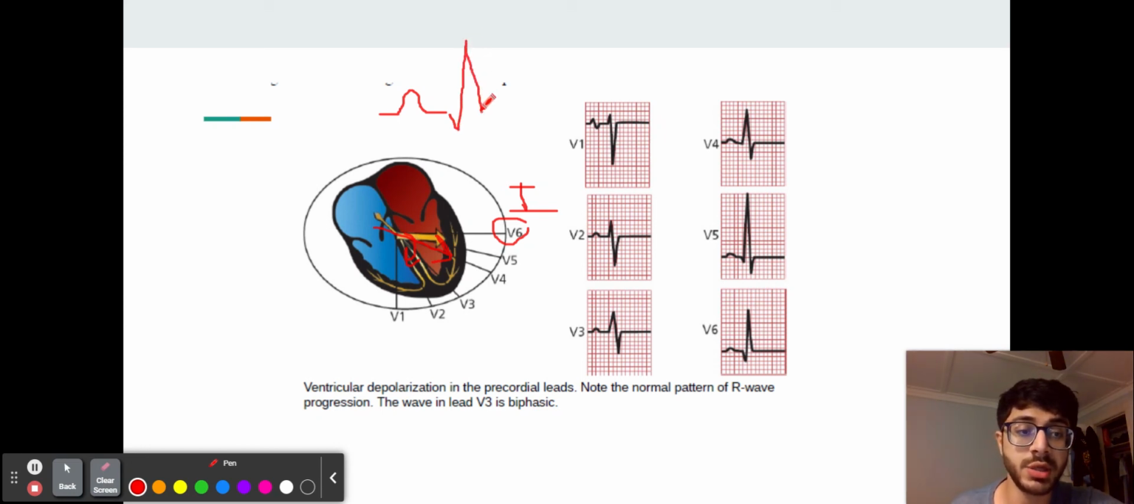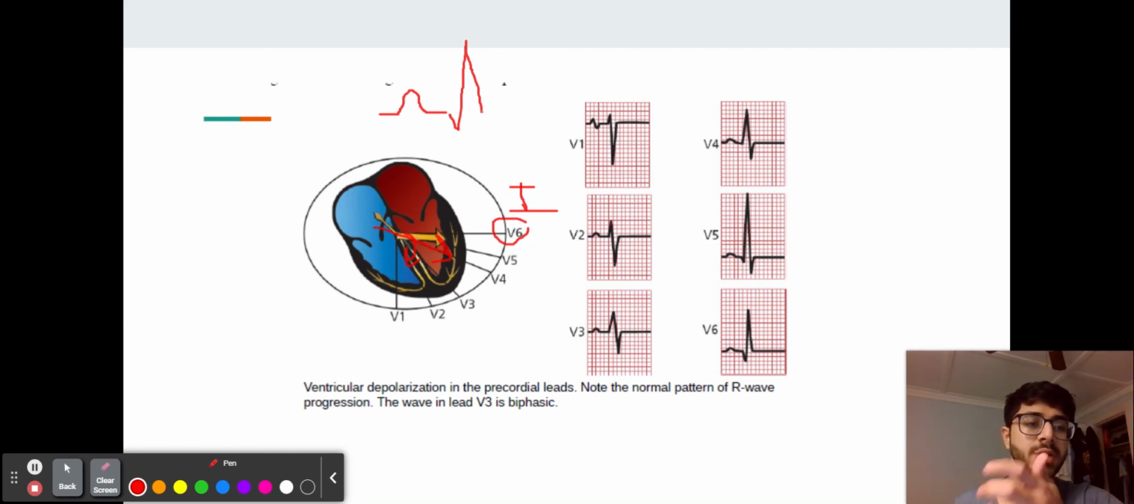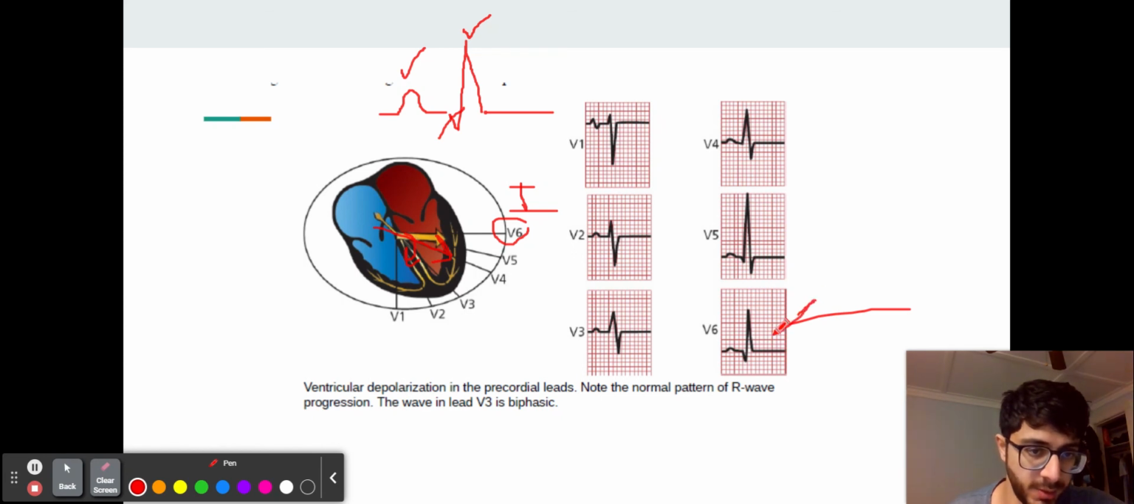Now, does any electricity go in the opposite direction, away from V6? Generally, yes, but the mean vector is towards V6. So this is what V6 will look like: a positive P, a Q wave, a big R wave, and no S wave. And that's what we see right here. Similarly, I'm going to clear it up.